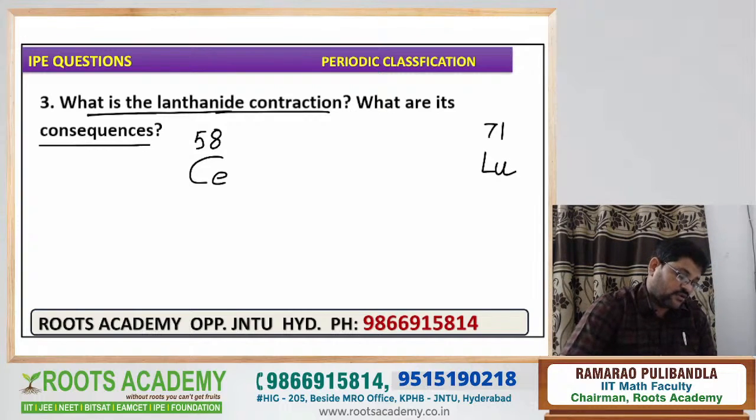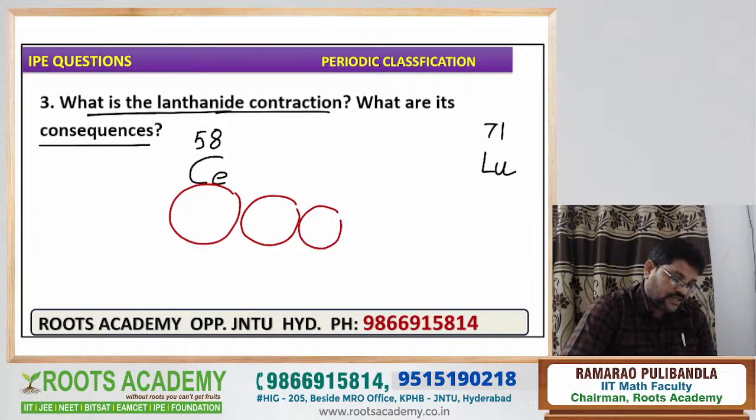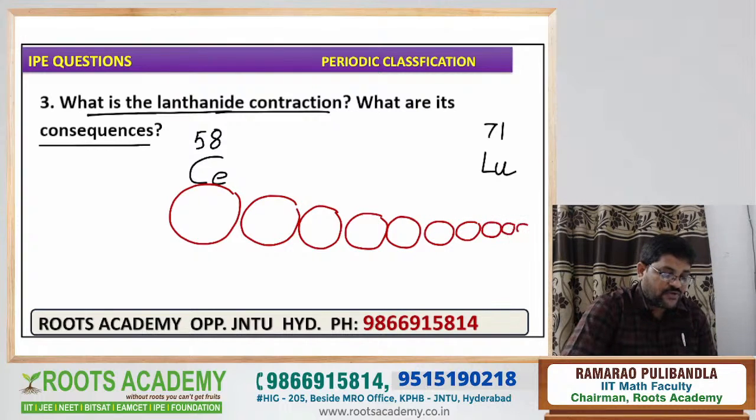Yes, clear. Now what I am saying is, from cerium to lutetium, atomic size gradually decreases. Atomic size gradually decreases from cerium to lutetium. Why does the atomic size gradually decrease from cerium to lutetium?